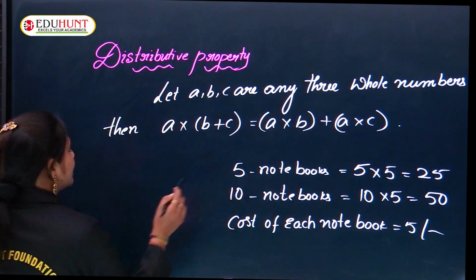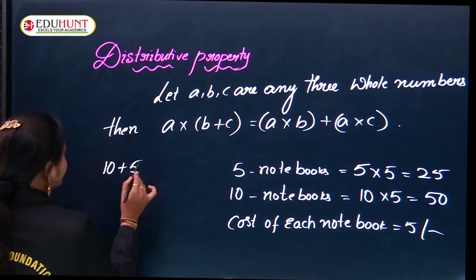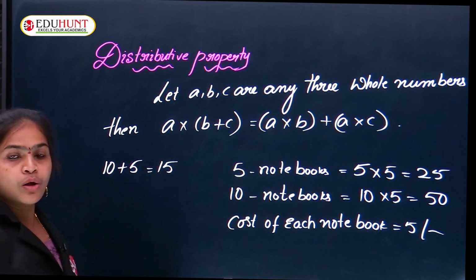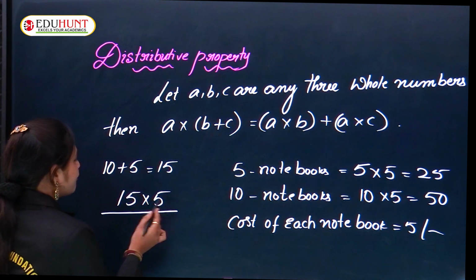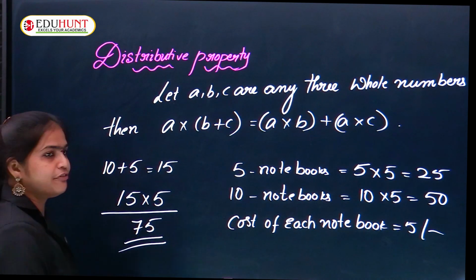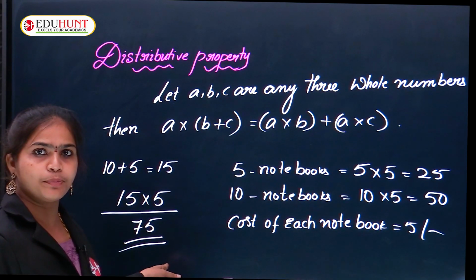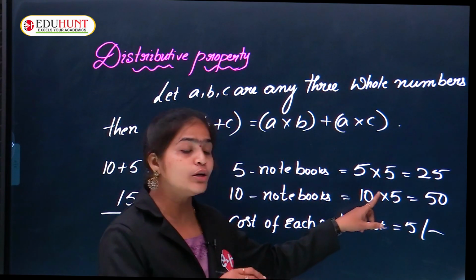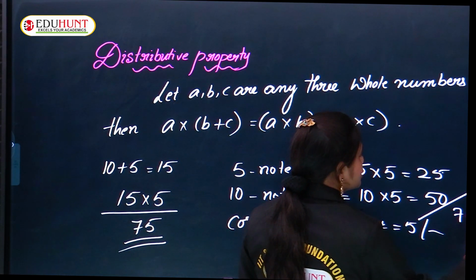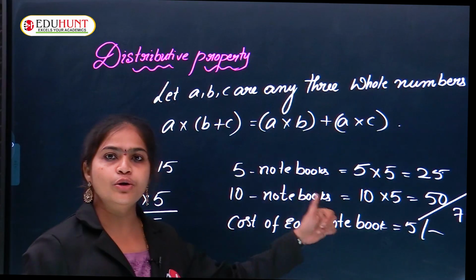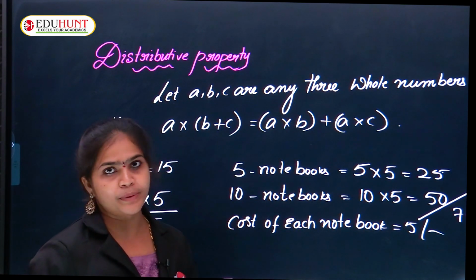Then how to multiply this one? Your friend bought 10 notebooks and you bought 5 notebooks. Total notebooks 15. What is the cost of each notebook? 5 rupees only, no? Then 15 fives is equal to how much? 75 only, no? So if you both together want to pay, you have to pay 75 rupees. If you pay individually, 25 plus 50 equals 75. In both cases you have to pay the same amount, no? Yes or no? That's what is called the distributive property.